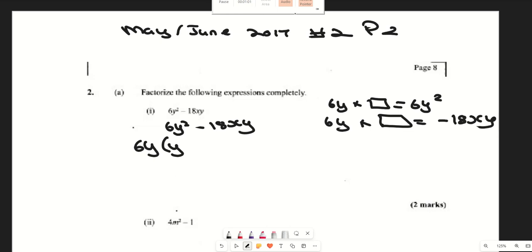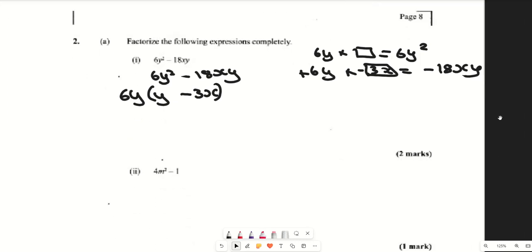And then 6y multiplied by what would give you negative 18xy. We deal with the numbers. 6 by what would give you 18? 6 by 3. And then a minus and a plus by what would give you minus. So it's minus 3. And then y multiplied by what would give you xy? Y by x. So it would be y minus 3x. And that would be your answer right there to factorize the first one.